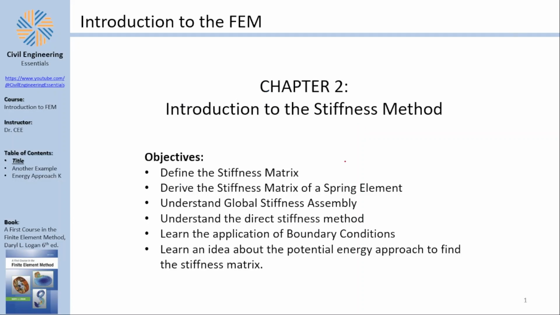Hello everyone and welcome back to the continuation of chapter 2 from the famous book, A First Course in the Finite Element Method by Daryl L. Logan, the 6th edition. Today we're going to finish chapter 2, which talks about stiffness matrix introduction, spring elements, and so on. Last time we talked about a simplified spring example, and today we're going to continue by trying to connect all the missing dots with a bigger example.